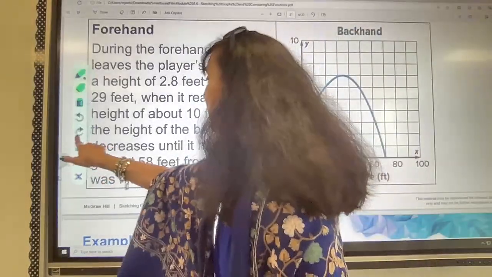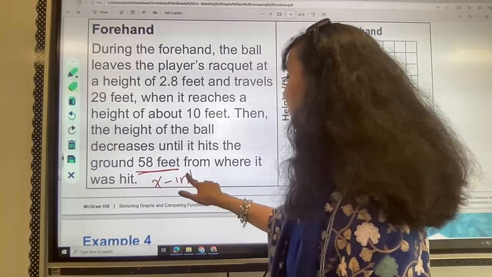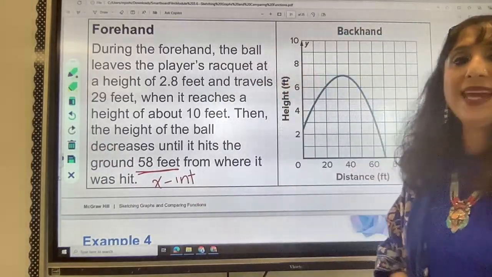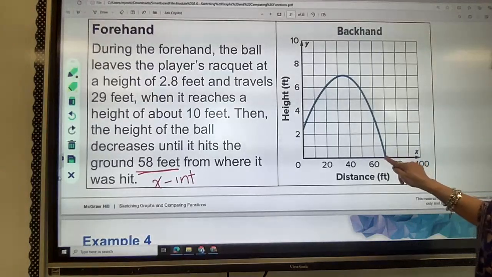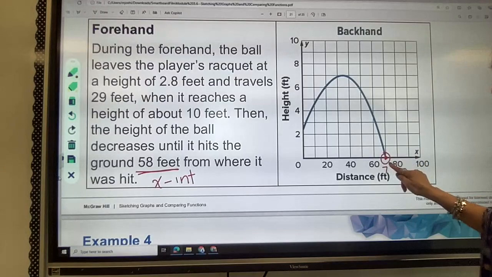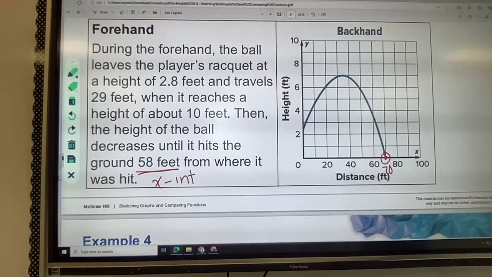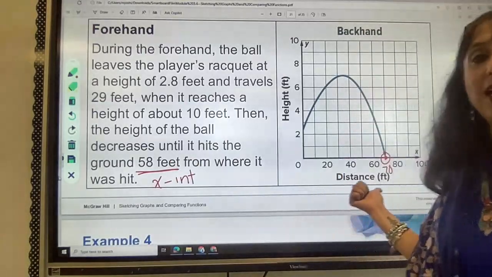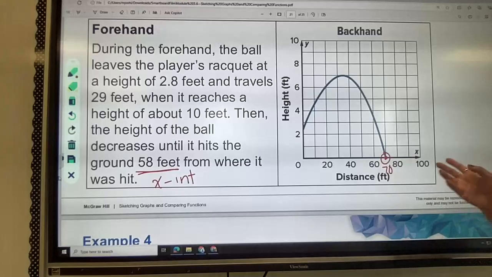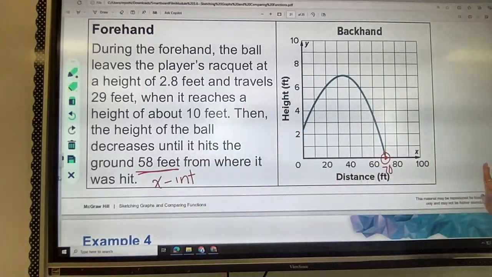Okay, so this is my x-intercept. Let's look at the backhand. Where is the x-intercept here? Over here, and this is at 70. So the x-intercept in the forehand is at 58 feet and in the backhand it is at 70 feet. I'm just looking at what is written and comparing it with the graph.